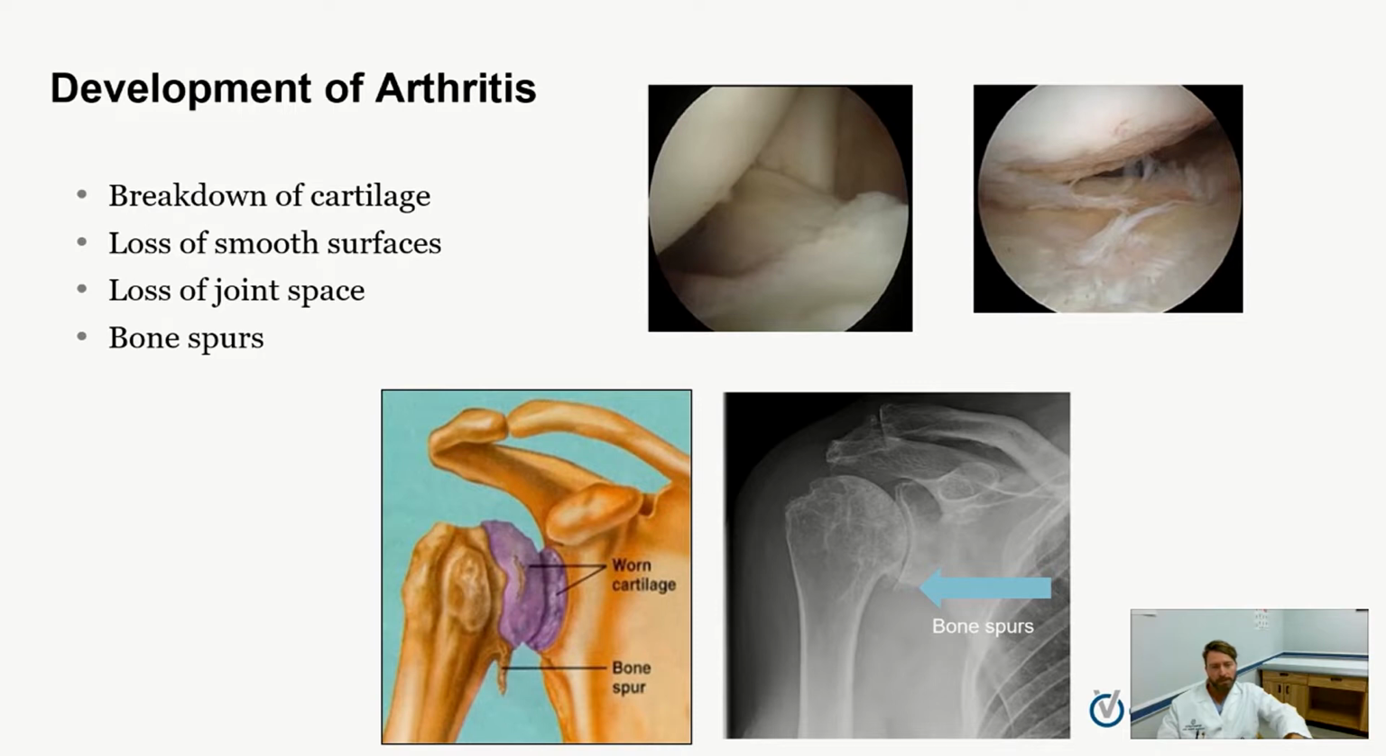And when that happens, you can develop narrowing of your joint space. You can develop irregular surfaces on the ends of the bones, and you can get these bone spurs. All of those things can cause the shoulder or other joints in the body to move less smoothly, to catch, to creak, to lock, to make noise, and to give you pain.